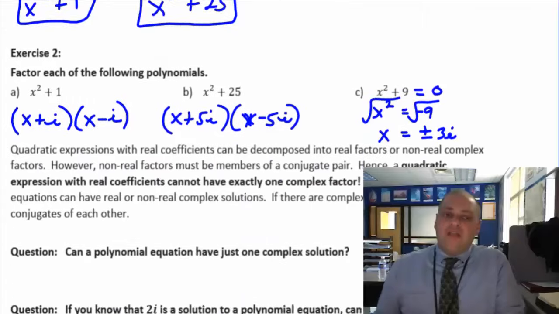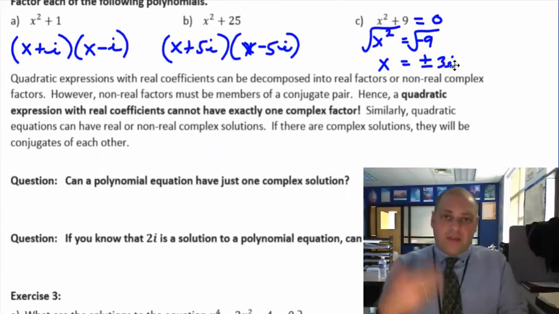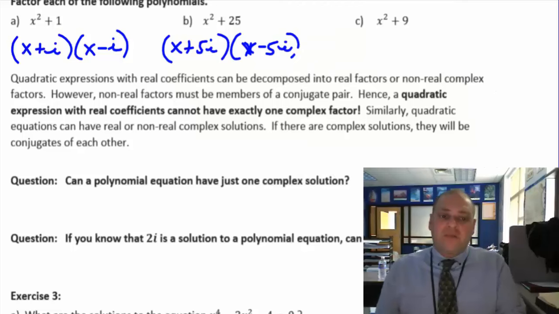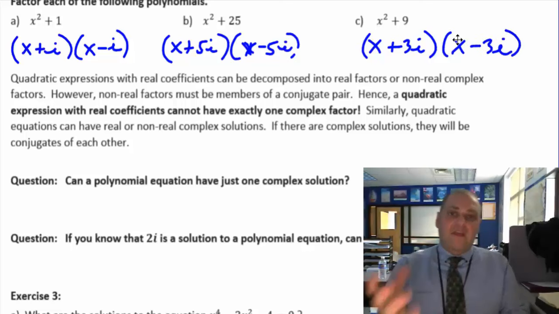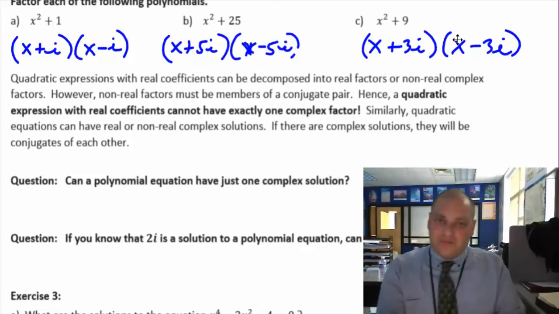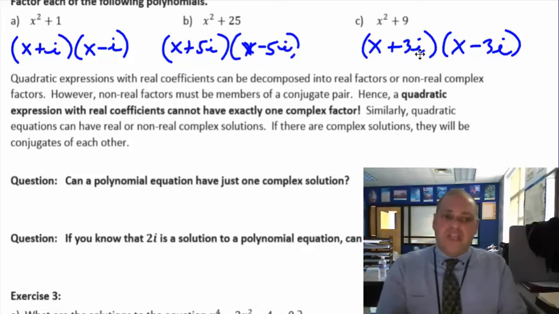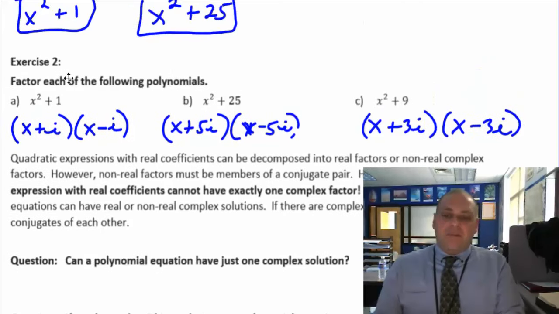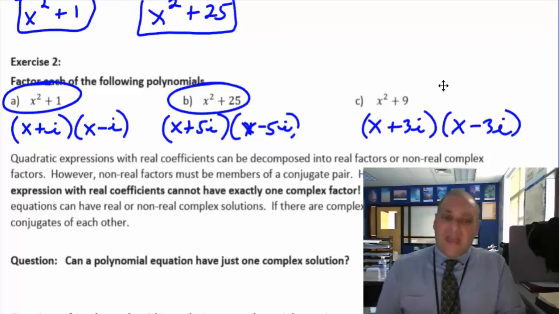If I know that 3i and negative 3i are my solutions, I know that my factors must be x plus 3i and x minus 3i. Basically x and then change the sign. The plus 3i solution is going to have x minus 3i, and the minus 3i solution is going to be x plus 3i as a factor. Okay, so you just change that sign and you get your factor. So this is x plus 3i, x minus 3i. And you'll get the hang of it as we do that. So again, these cannot be factored over the real numbers. You need imaginary numbers to factor each of those.